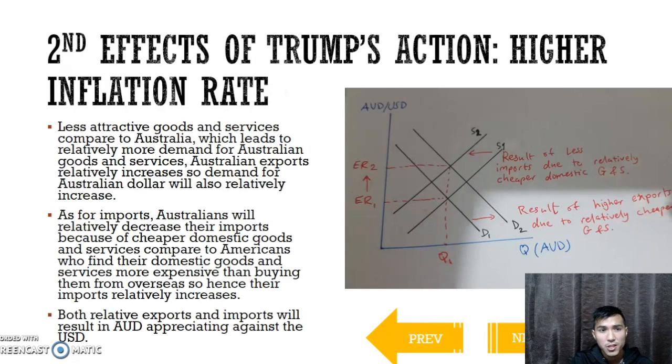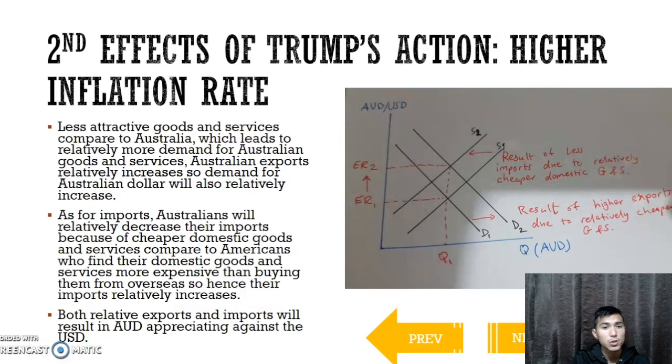Second effect of Trump's action: higher inflation rate. Less attractive goods and services compared to Australia, which leads to relatively more demand for Australian goods and services. Australian exports relatively increase, so demand for Australian dollar will also relatively increase.